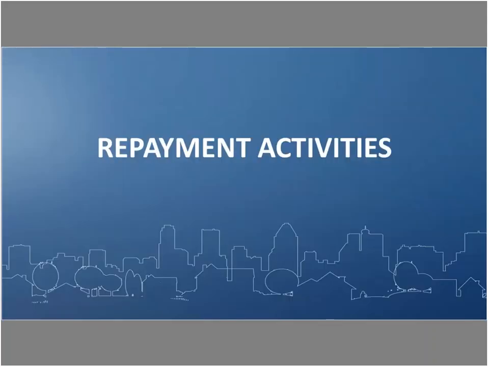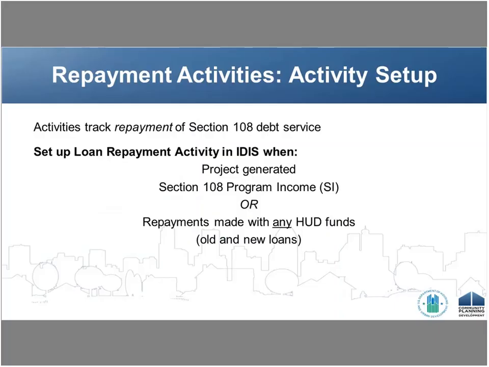So we're now going to move to discussion on repayment activities. So the project is now underway, and if you are generating program income, you will now look at repayment activities. So the first thing you need to do is set up a loan repayment activity when you're either using project generated income, that's SI, or if you're making repayments with any of the HUD funds. So that's CDBG as EN funds, or if you're repaying with CDBG program income funds.